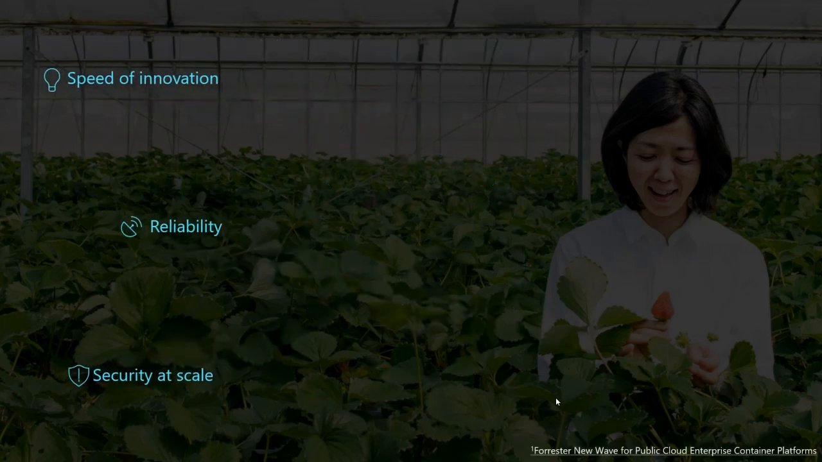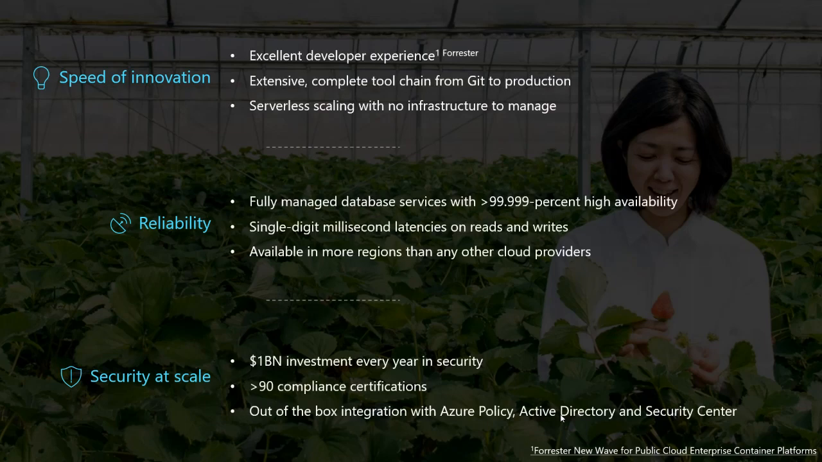So if you look at where Microsoft lands in terms of that capability, there are really a couple of things. The first thing: Microsoft has an excellent developer experience, probably the best developer experience, certainly as noted by Forrester. It's an extensive, complete tool chain from Git all the way to production. What that means is all the tools I need are available from Microsoft to allow me to take my solution from the source code environment, being Git, all the way into production.